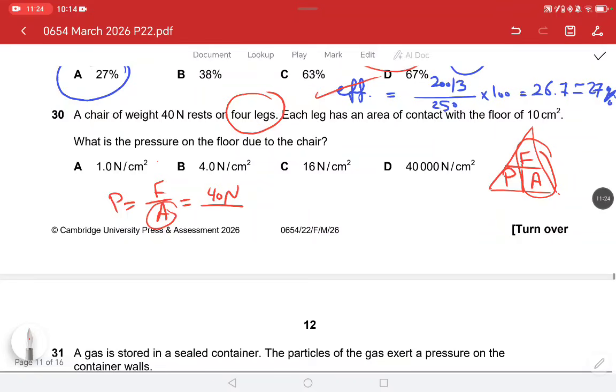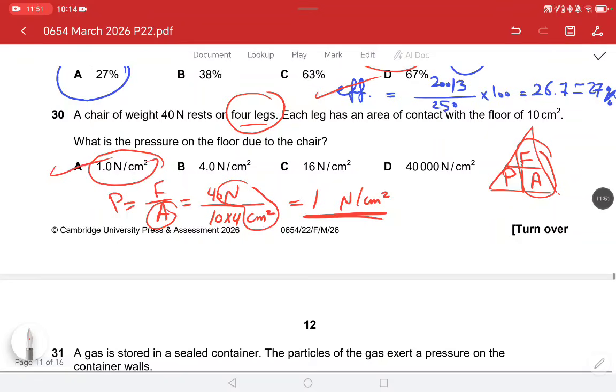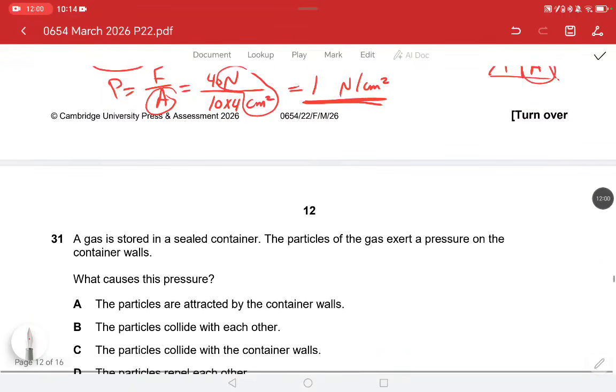So over area, the area here is of 4 legs. So you will not divide by 10, you will divide by 10 times 4 because it's 4 legs. And this is centimeters squared. So 40 over 40, which is 1, and the unit is Newton per centimeters squared. So do you have here 1 Newton per centimeters squared? Yes, this one. So the answer is A. Look, the units are the same, because if the unit is not the same, I have to convert the unit. So take care, please, about this, and don't forget the legs.